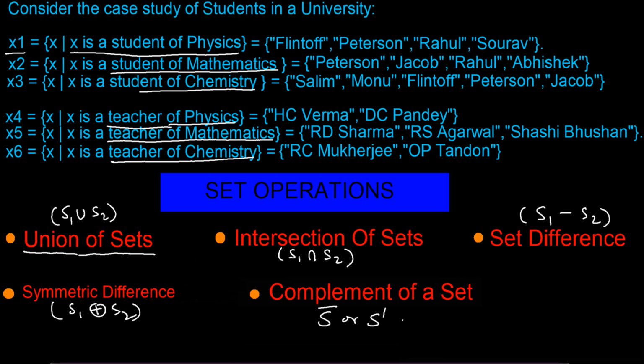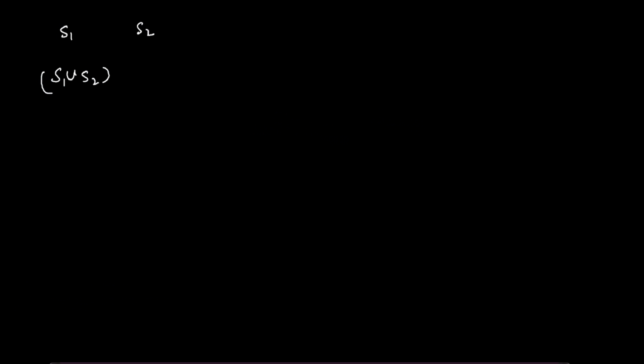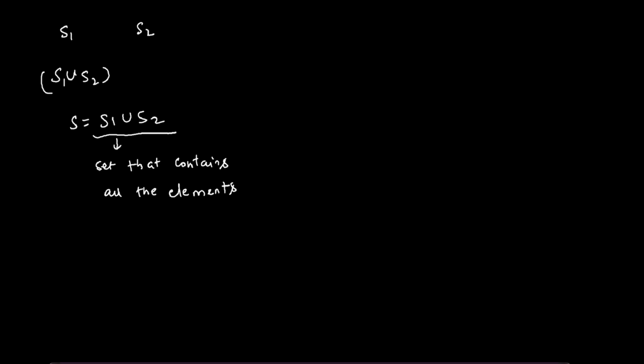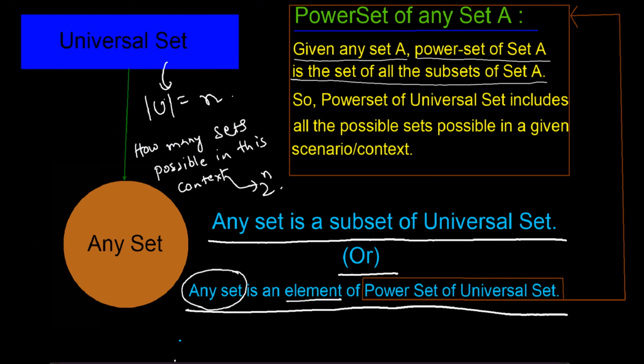So what does it mean when you say S1 union S2? It means that it is also a set. Let's say S is equal to S1 union S2. So S1 union S2 is also a set that contains all the elements of S1 and S2. Look at this.